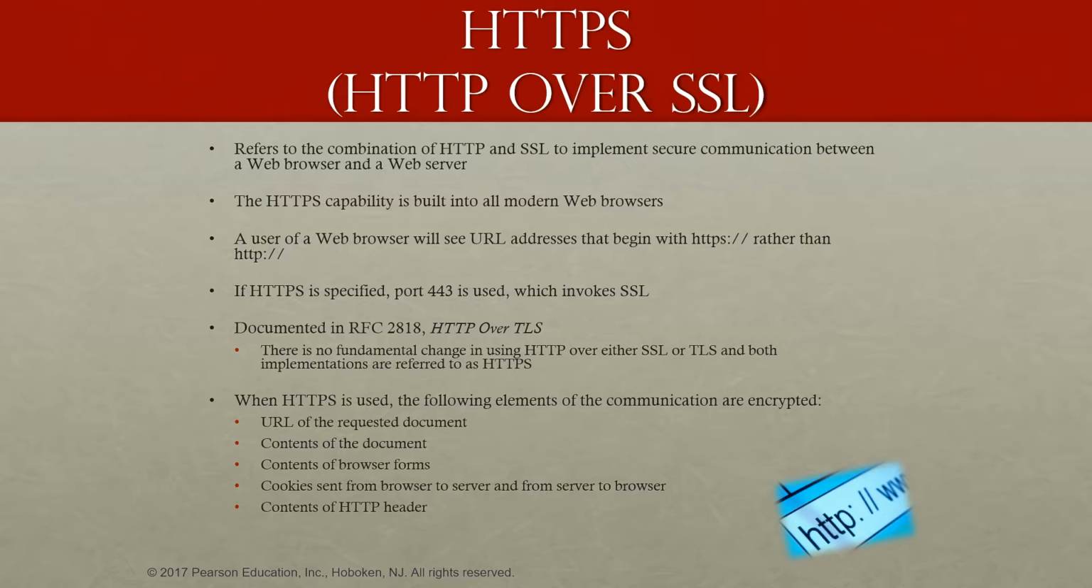When HTTPS is used, the following elements of the communication are encrypted: the URL of the requested document, contents of the document, contents of browser forms, which are filled in by browser users, cookies sent from browser to server and from server to browser, contents of the HTTP header. HTTPS is documented in RFC 2818.